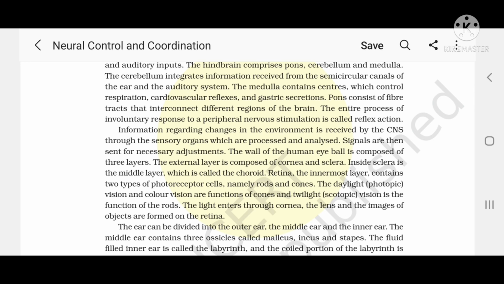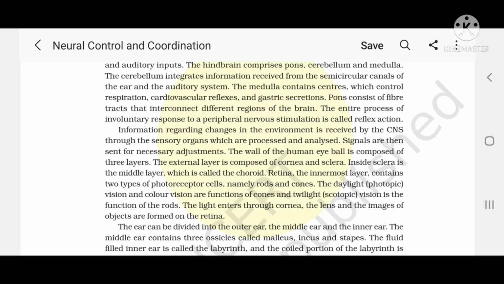The wall of the human eyeball is composed of three layers. The external layer is composed of cornea and sclera. Inside the sclera is a middle layer which is called the choroid. The retina, the innermost layer, contains two types of photoreceptor cells, namely rods and cones. Daylight photopic vision and color vision are functions of cones, and twilight scotopic vision is the function of the rods. The light enters through the cornea and the lens, and the images of the objects are formed on the retina.